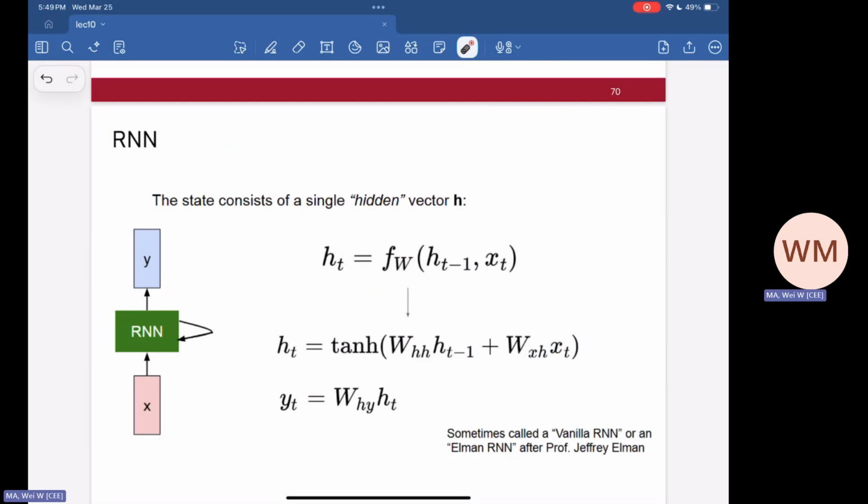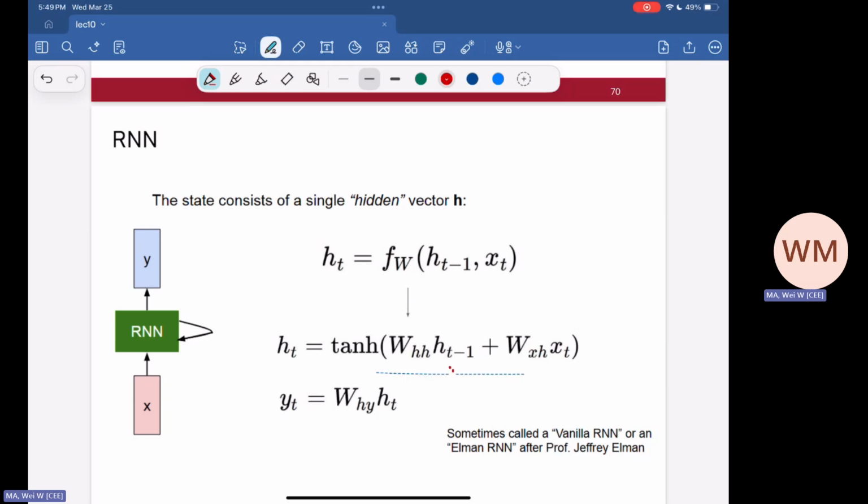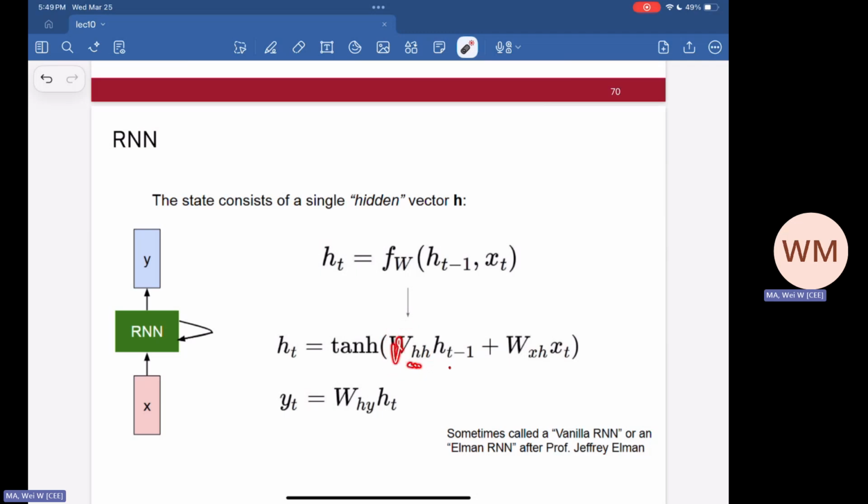So for example, for this updating function, I can use this one. Given the old H_{t-1}, I just multiply by a W matrix, W_HH, and then given the new X, I use another matrix W. So this is similar to an MLP, right? Then you just use tanh, you update the H. And then given this H_t, you use another matrix W_HY, you get the output. So this is nothing different from an MLP. The only difference is that I reuse these three matrices.